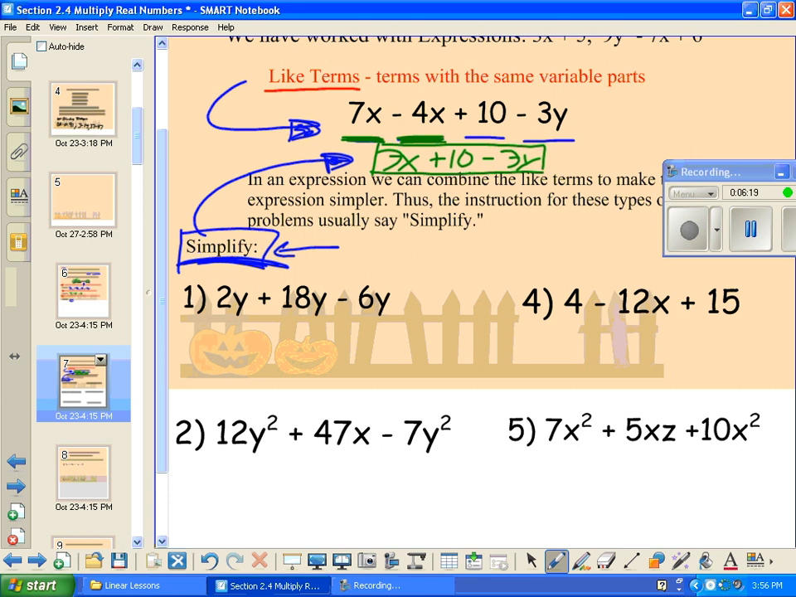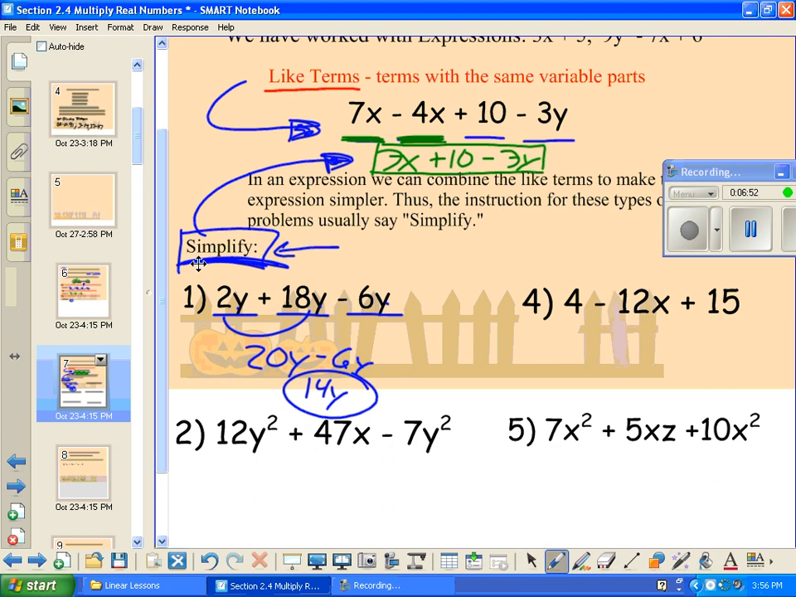So for example, in number 1 here, I have 2y plus 18y minus 6y. All of these are like terms. They have the same exact variable part, the y. So in this case, I can add these first two. 2y plus 18y is going to give me 20y. And then 20y minus 6y gives me 14y. So I can combine all those like terms and just get 14y. And again, that's as simple as that gets. I can't combine anything else. I combined all three of those like terms though. 14y is my answer.